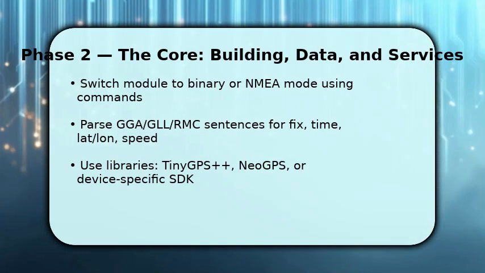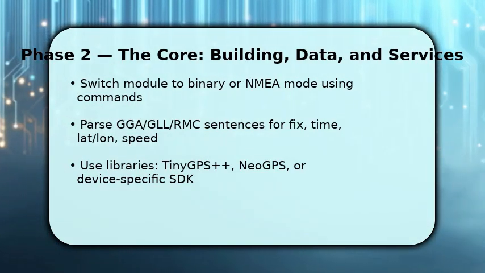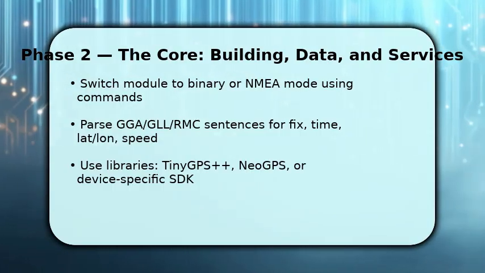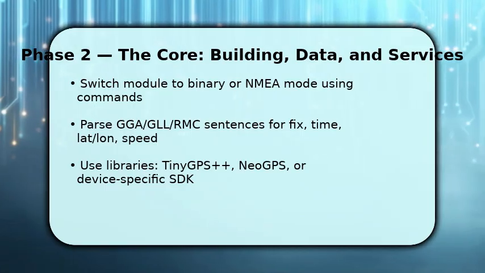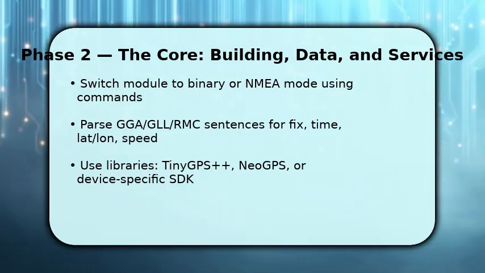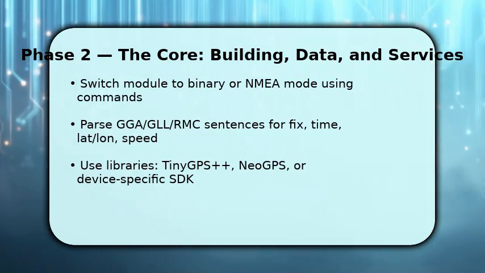You'll configure the GPS for reliable fixes and readable output. Send simple configuration commands to set NMEA sentences or a binary protocol. Then parse core sentences like GGA and RMC to extract fix quality, UTC time, latitude/longitude, and speed.